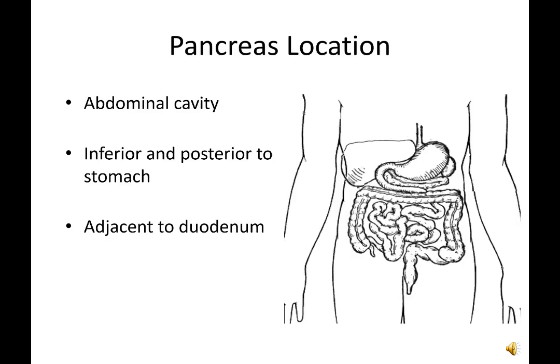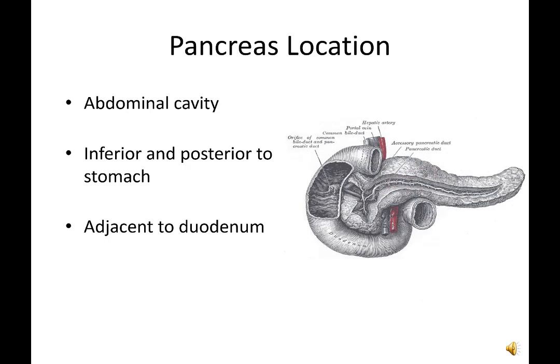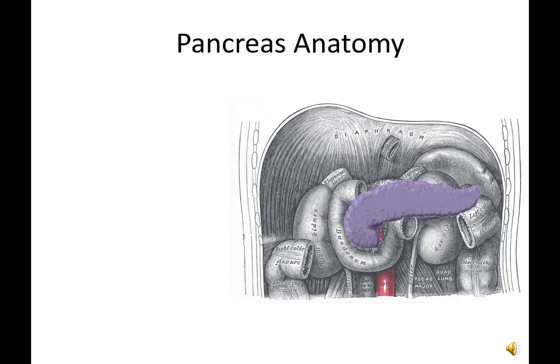We know the location of the pancreas within the abdominal cavity. You have to lift up the stomach. It's going to be right under there, right where the duodenum cups around it. We saw that. It's adjacent to the duodenum. Tail end is going to be over by the spleen.